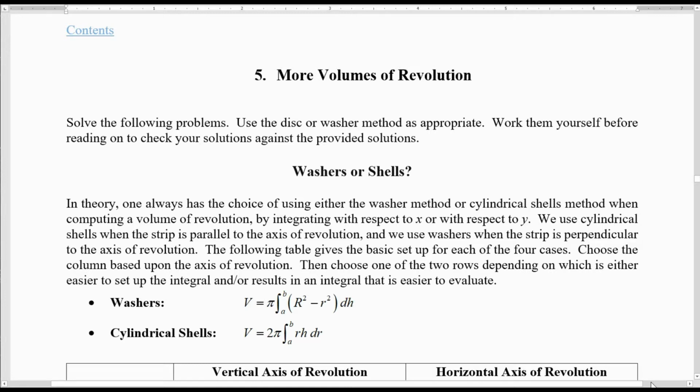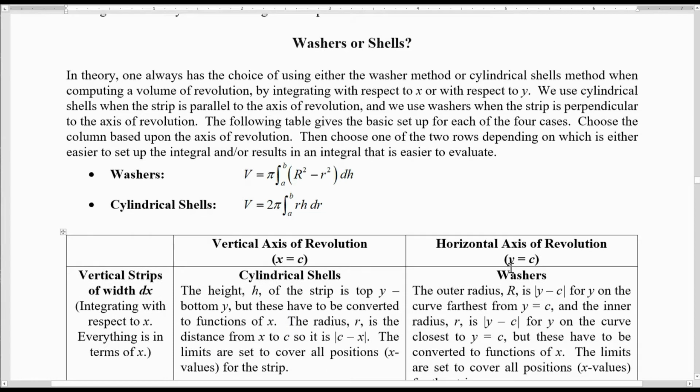So in theory, one always has a choice of either using the washer method or the cylindrical shell method when computing a volume of revolution by integrating with respect to y or with respect to x. We get to choose which way we draw our strips, vertically or horizontally. One way of drawing it will lead to washers, one way will lead to shells. So we use the cylindrical shells when the strip is parallel to the axis of revolution, and we use washers when the strip is perpendicular to the axis of revolution. The following table gives us the basic setup for each of the four cases.